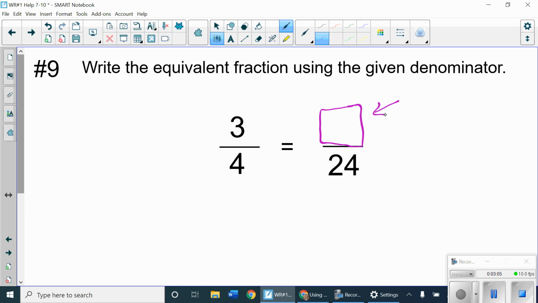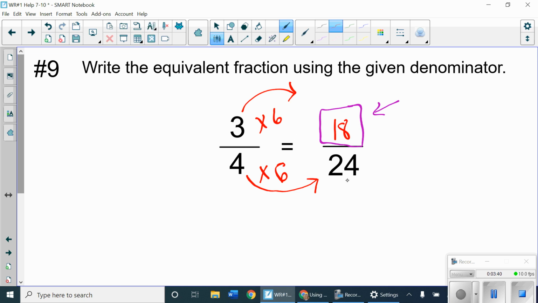Well, equivalent fractions are using multiplication to get to a new denominator and numerator. So you have to ask yourself, what is happening to the 4 to make it be a 24? They used multiplication. 4 times 6 is 24. So whatever you do to the denominator, you have to do to the numerator. So we have to do 3 times 6. So our new number on the top is 18. 3/4 is equal to 18 24ths.